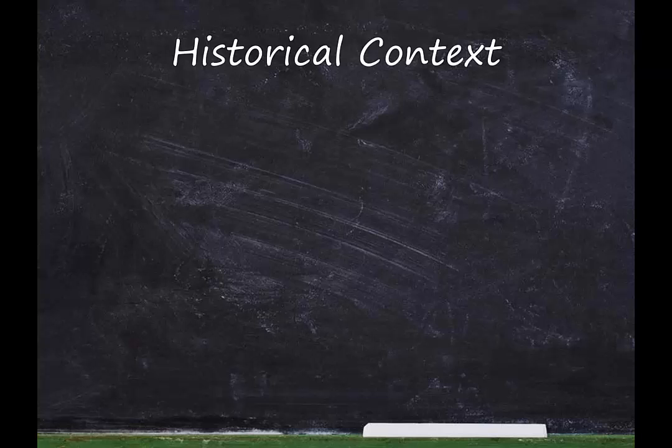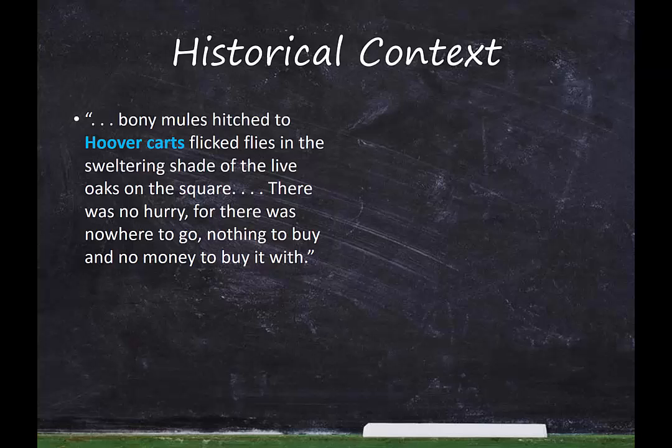Our next annotation type is historical context. This is where we look for clues about the place and time the story is set in, because that historical context will help us to understand the characters and the plot better. Let's look at the first quote. Bony mules hitched to Hoover carts flicked flies in the sweltering shade of the live oaks on the square. There was no hurry, for there was nowhere to go, nothing to buy, and no money to buy it with.